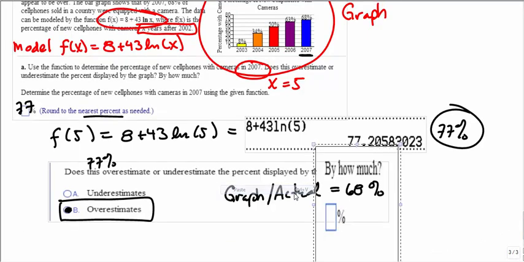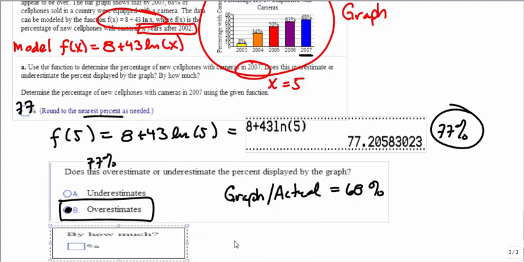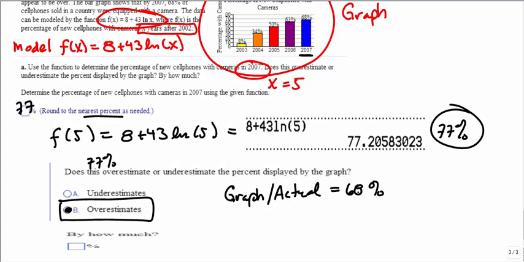Might run out of room here. So let's squeeze it in here. By how much? Well, the difference between 68 and 77 looks like 9%. So you would just subtract the difference between the two, and so that's how much the model is overestimating. Okay, now there's a part 2 to this question as well. I guess part 4, because we're already on part C, I think.